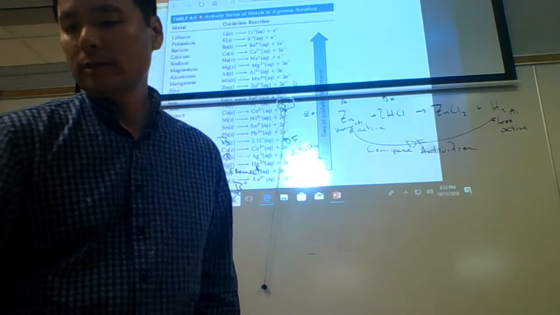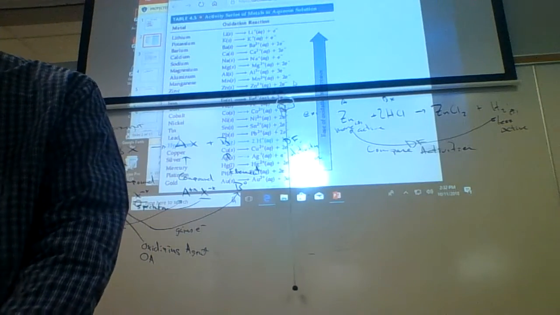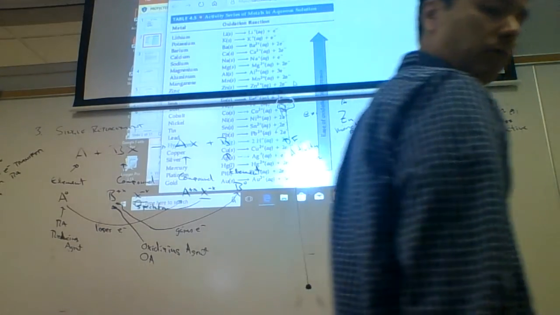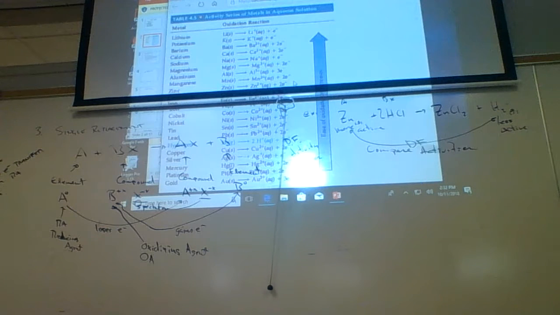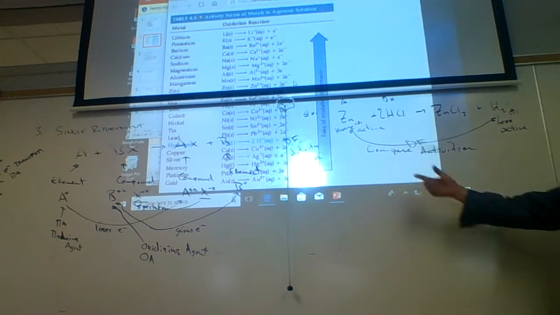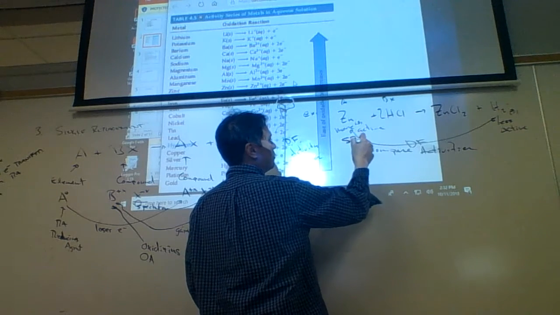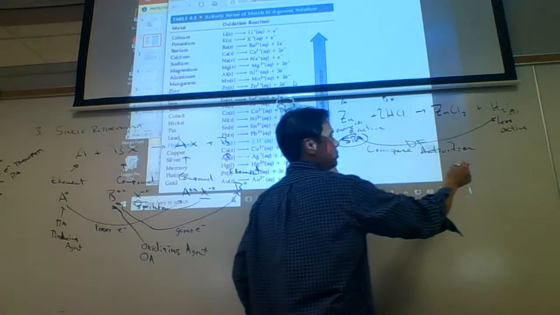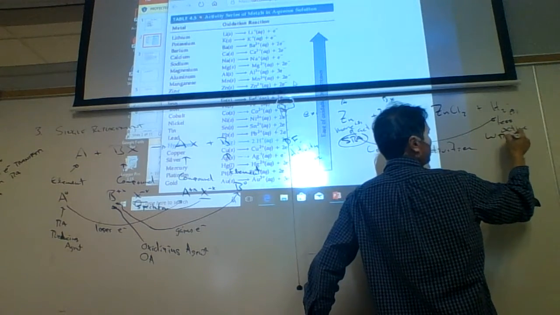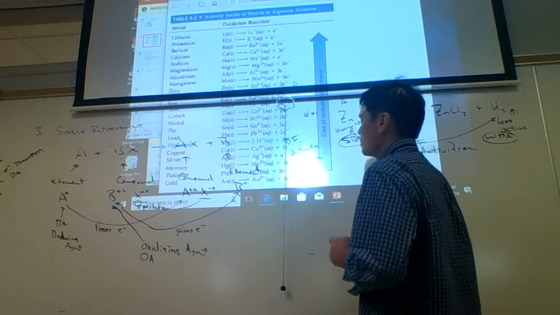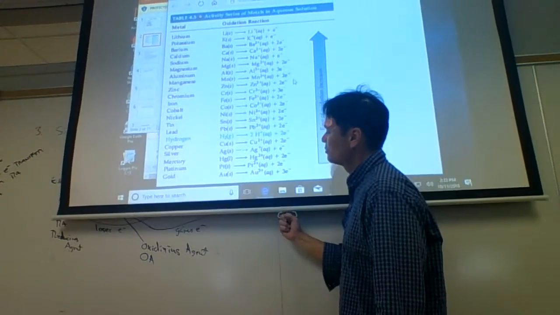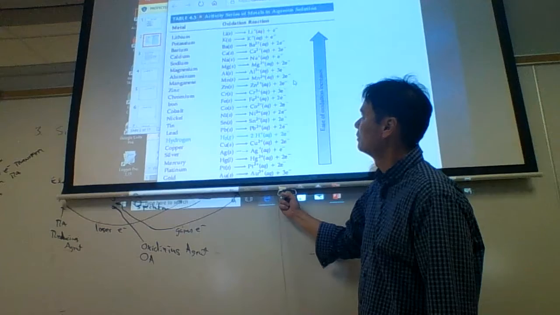Likewise, what we can do is we could say this. We can say that we're going from a stronger what to a weaker what? Zinc is a stronger what? Reducing agent. So we're going from a stronger reducing agent, SRA, to a weaker reducing agent, WRA. And this chart shows the reducing agent strength. The strongest reducing agent on this chart is lithium.